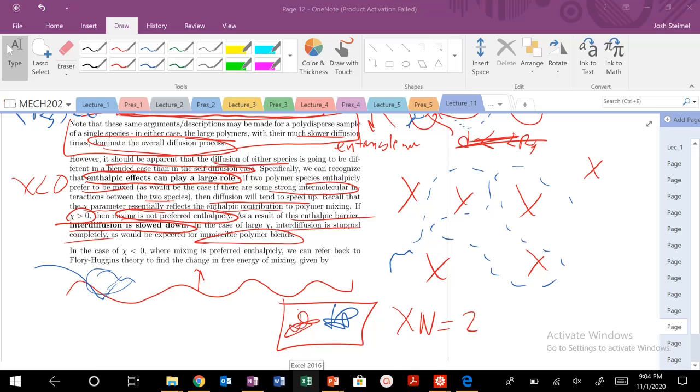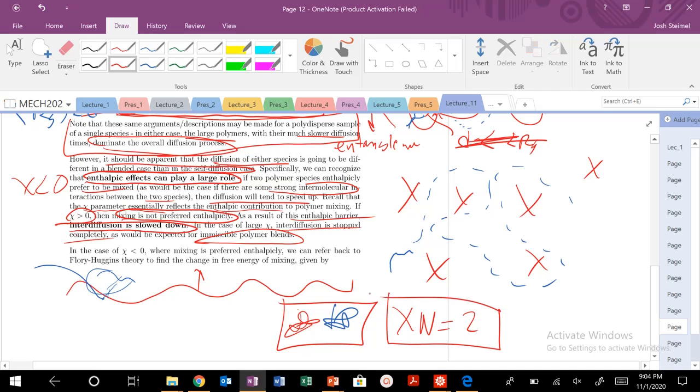So your critical chi-n values can really change the diffusion process you're working with in some of these problems. If you're looking at macrophase separation, hopefully people remember that chi is inversely proportional to temperature. So at high values of chi, we're at very low temperatures, and it's going to want to demix.